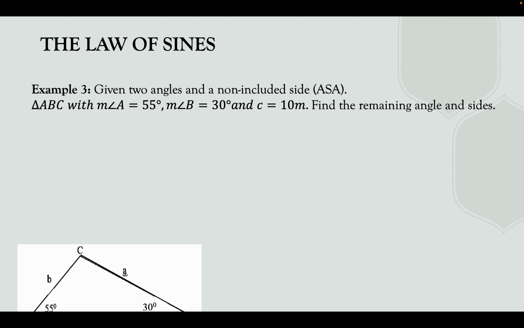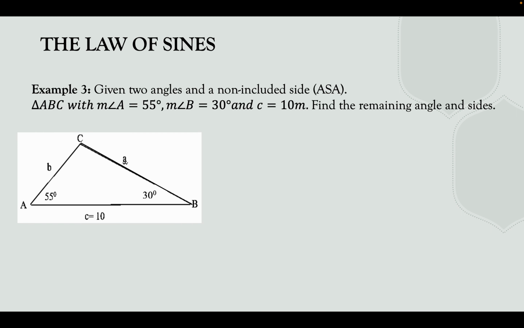For example number 3, we have two given angles and an included side. I'm sorry for that. So we have angle-side-angle. We have triangle ABC with the measurement of angle A being 55 degrees, angle B being 30 degrees, and side C being 10 meters. Find the remaining angle and sides.